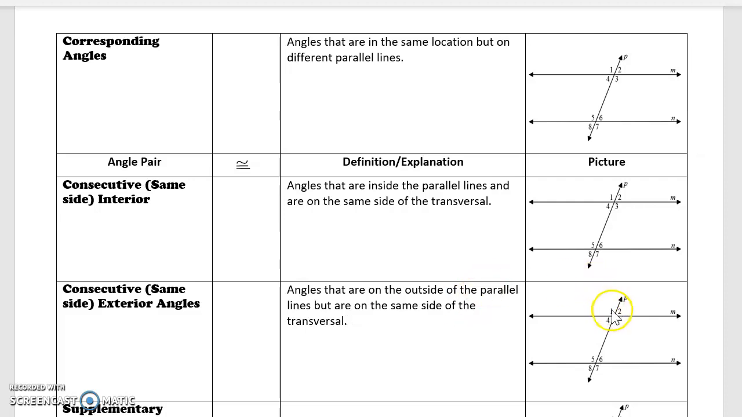So I'm going to go with number 1. If I'm looking here at number 1, it's outside of the parallel lines and it's on the left side of the transversal. So what other angle is outside of the parallel lines and on the left side of the transversal? Well, that would be angle 8. Angle 8 is outside of the parallel lines and it's on the left side of the transversal. So over here you would write angle 1 and angle 8, and then you would tell me the other set of consecutive same side exterior angles.